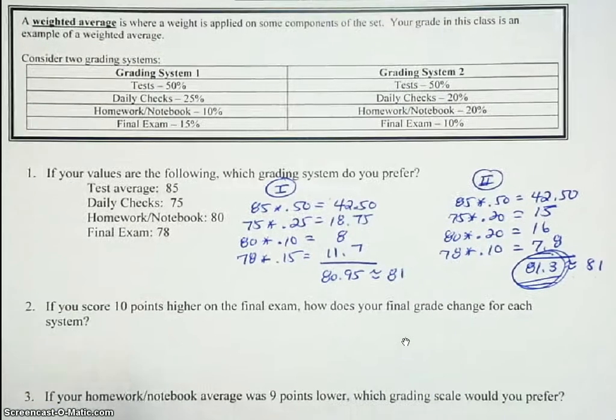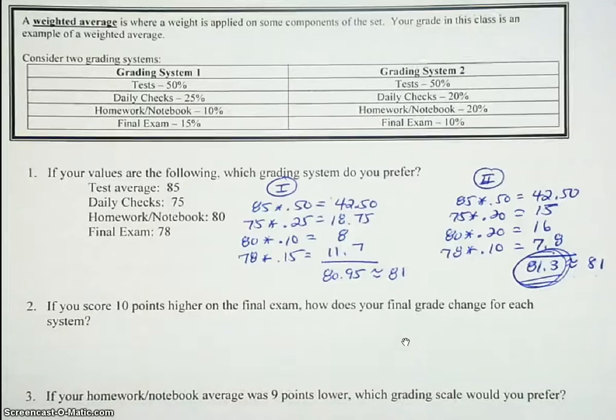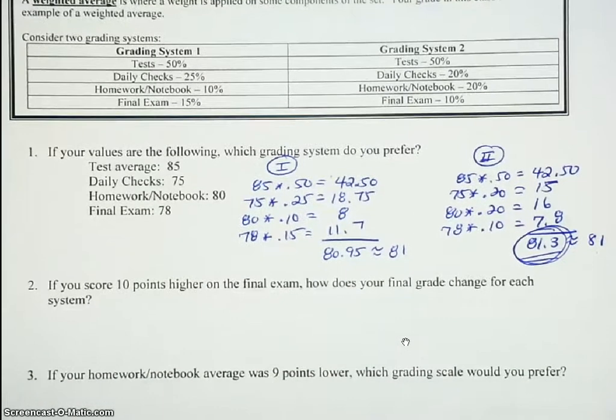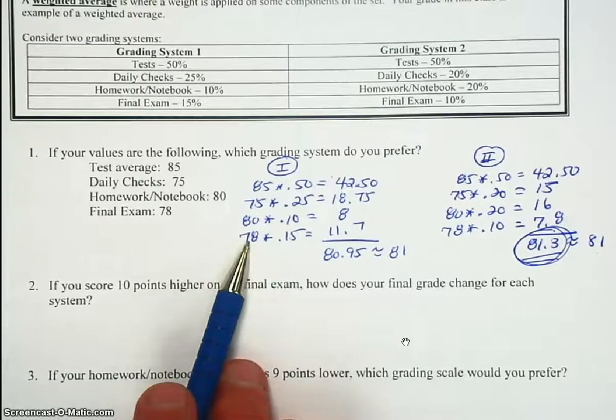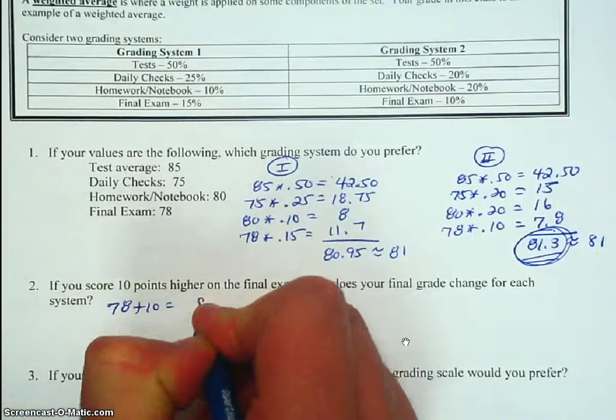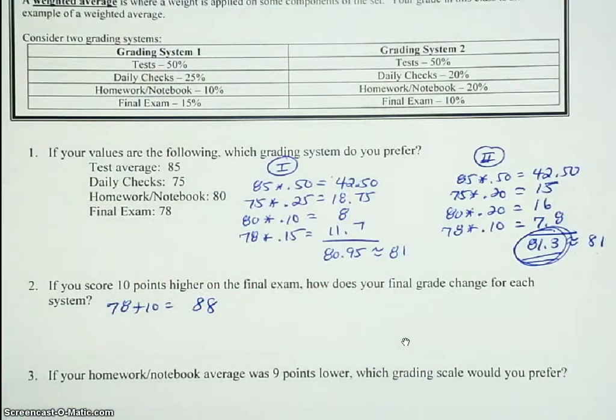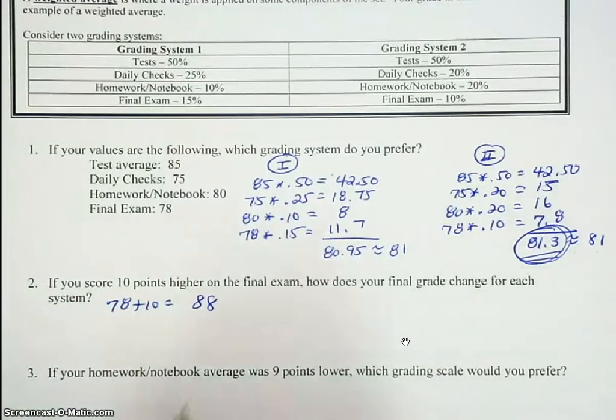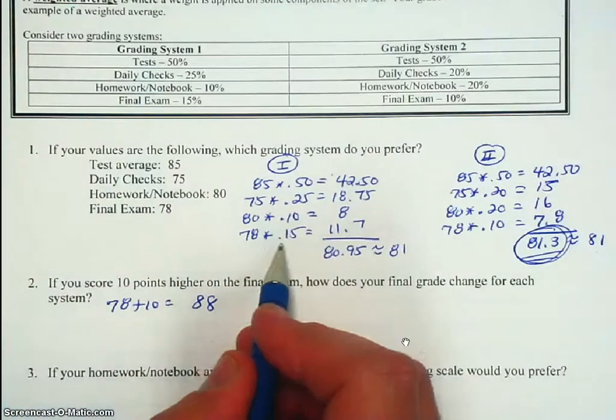Alright, so question 2 just says if you score 10 points higher on the final, how does your final grade change for each system? So all we have to do is change our final exam grade here. So from a 78, if I scored 10 points higher, I now made an 88. So now looking at each system, how's that going to affect my grade? Well, all we have to do is change the final exam number here.